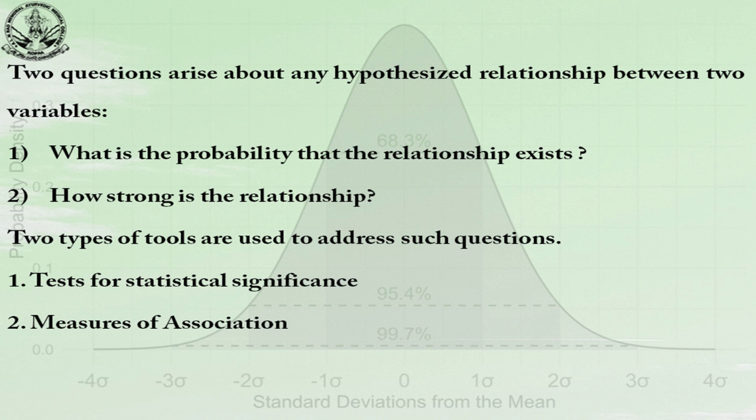Two questions arise from any hypothesized relationship between two variables. First, what is the probability that the relationship exists? Another one is, how strong is the relationship? For that we usually use two tools. First one is the test for statistical significance, and another one is measures of association. Tests for statistical significance are used to know whether the relationship between two variables is really just a chance of occurrence.